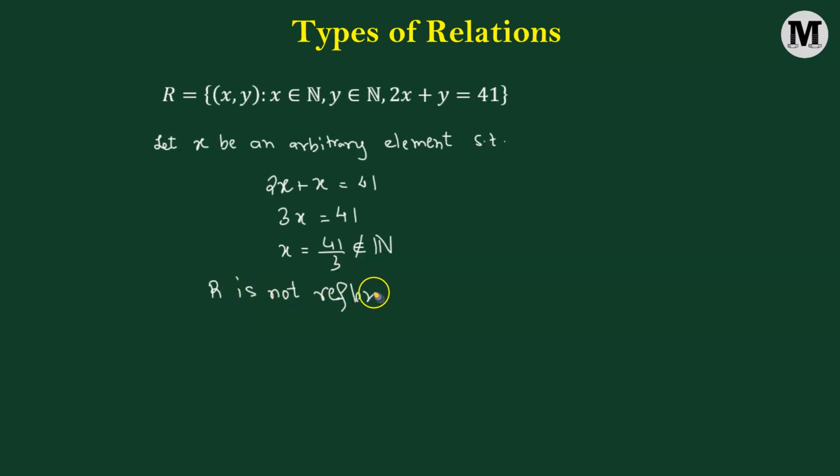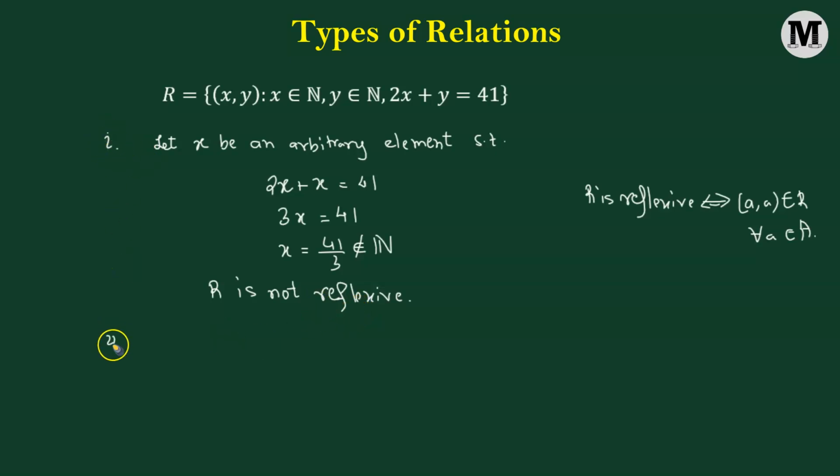R is not going to be a reflexive relation, because what is the criterion for any relation to be reflexive? R is going to be reflexive if and only if we have the element (a, a) belonging to the relation R for all values of a belonging to some set A, the set A on which the relation R is defined. So in our case, we should have obtained that for all values of x belonging to the set of natural numbers, (x, x) should have belonged to the relation R. Only in that case could we have said that R is reflexive, but since we are getting x to be 41/3, it's not going to be reflexive. Okay, so the first one is done.